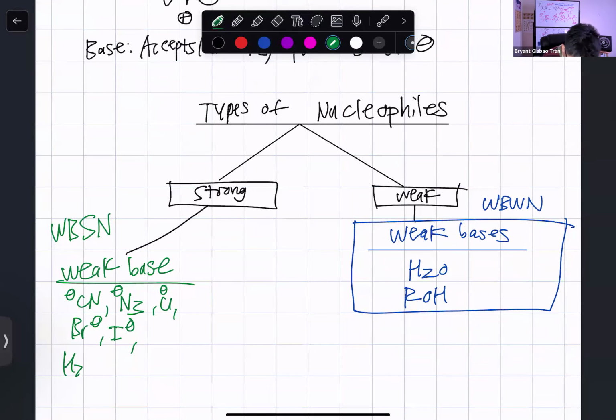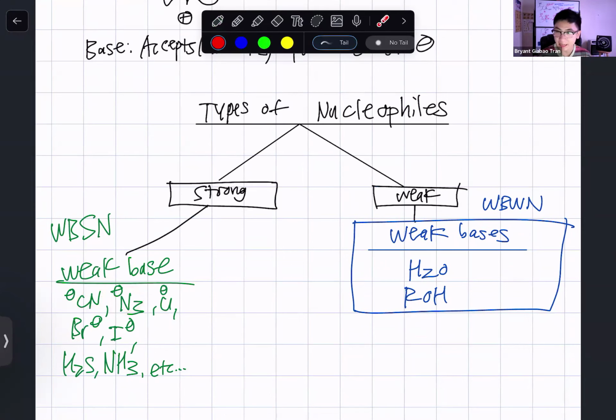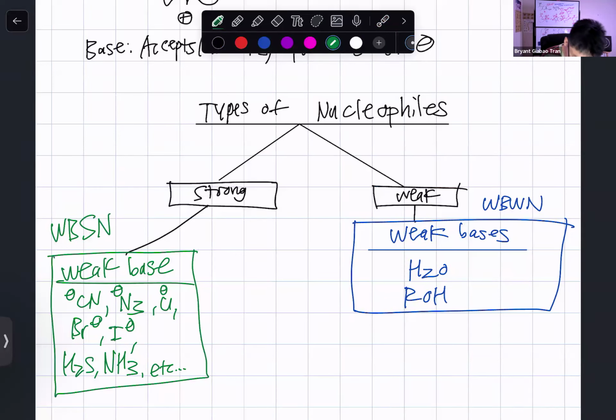You could even see H2S, sulfur, and neutral NH3, and some phosphorus things, etc. But most likely you will see NaCN or KCN or NaN3 or KN3, right? Because whenever you see Na or K, think of it as a spectator ion. That's always positively charged. And whatever is attached to the Na or K is going to be negative charge. So in NaCN, the CN will have a negative charge, right? Okay, so that is a weak base, strong nucleophile.